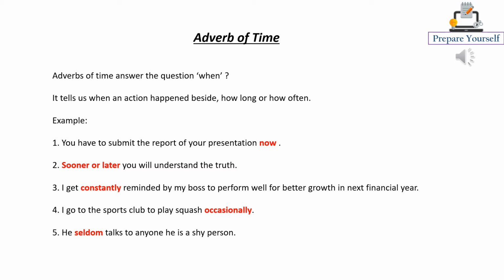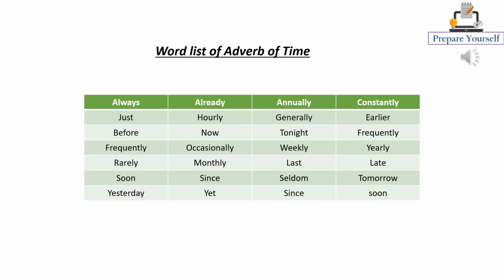Occasionally. He seldom talks to anyone. He is a shy person. When does he talk? Seldom. Seldom means sometimes, very less. In the next slide, you will get the word list of adverbs of time. You shall remember these words to improve your writing skills.